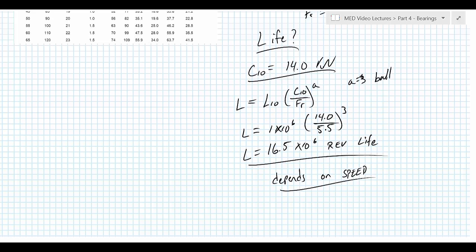Alright, that'll about do it for this video. In the next video, we'll discuss what if we don't want to have 90% certainty, but instead we want to have a higher or even a lower reliability. And we'll look at a reliability-based approach to specifying the bearings.